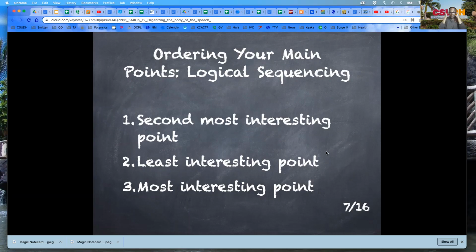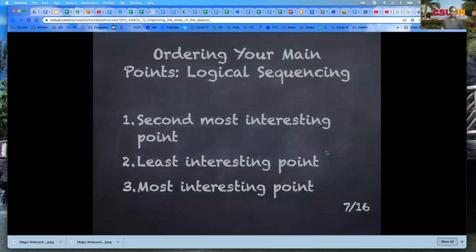So logical sequencing, right? First of all, we're just picking things that we think are the most interesting. I wish there was some better logic to that. There really isn't. So you're going to start with your second most interesting point. Why? Because you want the audience to be interested, but not so interested that when you get to the last one, you got nothing that they're interested in. So you're picking the second most interesting point because you want to pull them in. And then you're going to go with your least interesting point because you're going to sandwich that one in between and then put the most interesting point at the end because you want to finish with the strongest thing. That's just some little logic there for you.